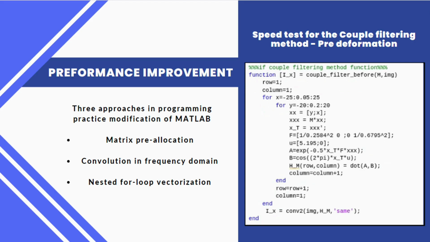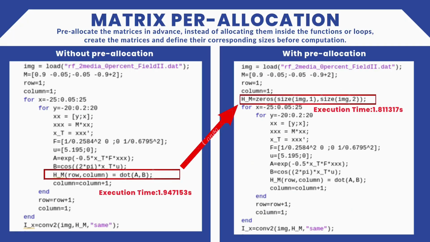So right now we're going to talk about the performance improvement. There are a total of 3 approaches in programming practice modification of MATLAB in order to further accelerate the couple filtering method functions. They are the matrix pre-allocation, convolution in frequency domain, and the last step further factorization. The speed tests for the couple filtering method shown here are only for the pre-deformation. First one is the matrix pre-allocation. We can allocate the matrix in advance instead of allocating them inside the function or loops. In other words, we can create a matrix and define the corresponding size before the computation. For example, in this function, we can first allocate a 1001 times 201 size matrix for the formation of the point spread function hm during the later computation inside the loop.